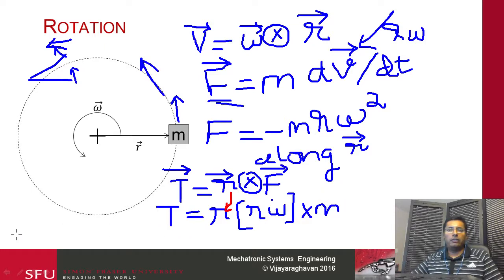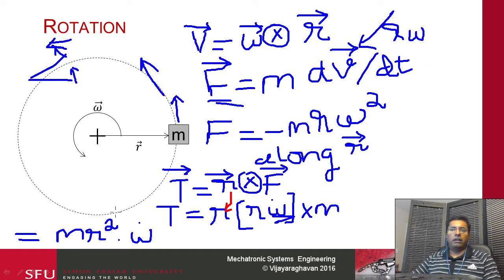So if I rewrite this, let's do this over here. This basically becomes my m r squared, and then times this omega dot. So this basically becomes omega dot, or this is also called alpha, the angular acceleration.